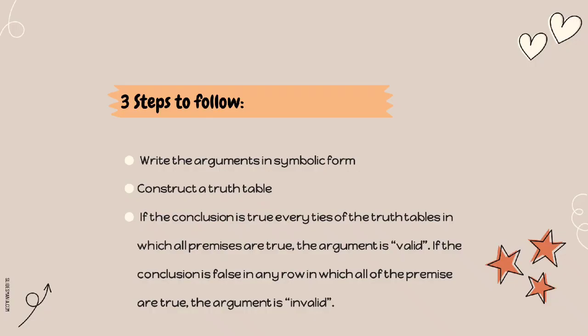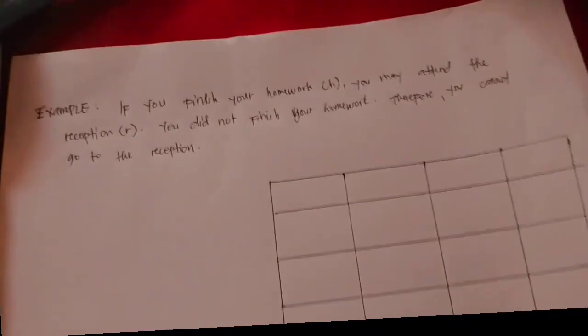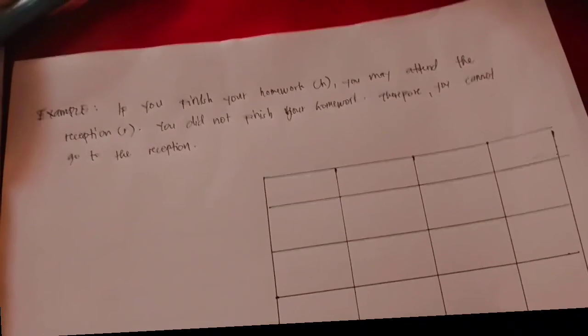So here are the 3 steps to follow to identify if it is a valid or invalid argument statement. Direction: use the indicated letters to write the arguments in symbolic form, then use a truth table to determine whether the argument is valid or invalid. Example: if you finish your homework H, you may attend the reception R. You did not finish your homework, therefore you cannot go to the reception.